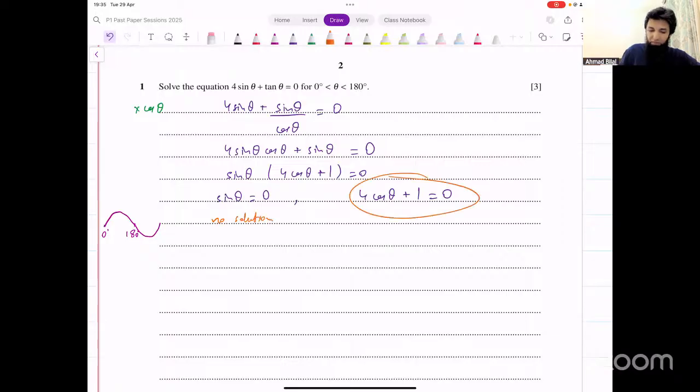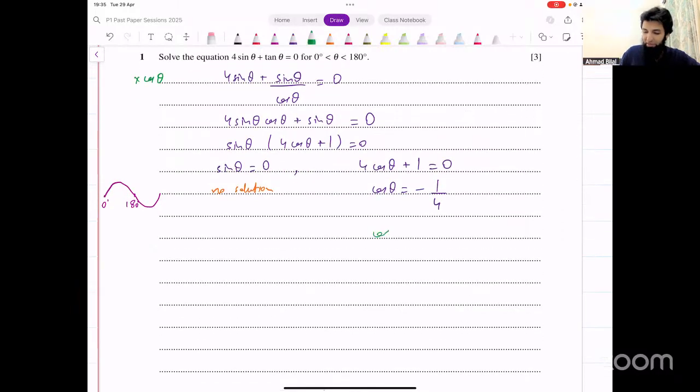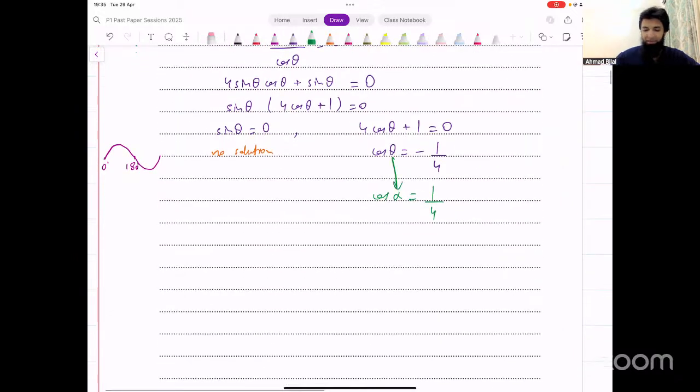What about the other one? This one gives us cos theta equals minus 1 over 4. How do we solve this now? Let's find the basic angle. Cos alpha equals 1 over 4. Replace theta with alpha, make the right side positive. Find the value of alpha from this. What's the value of alpha that we get? 75.52 degrees. That's the basic angle that we get.